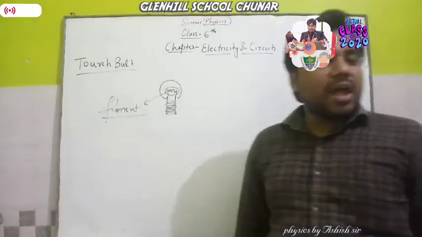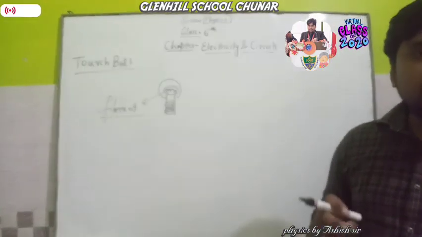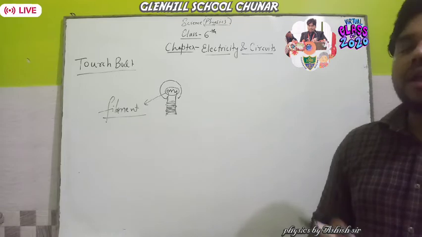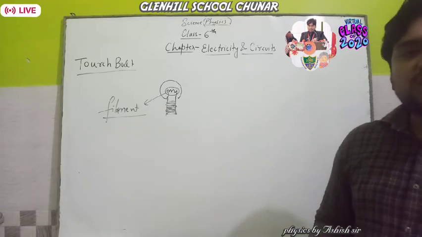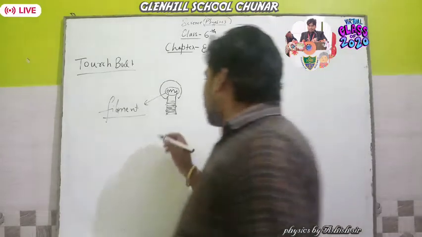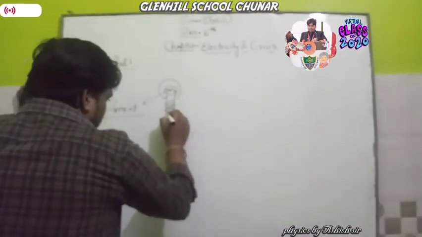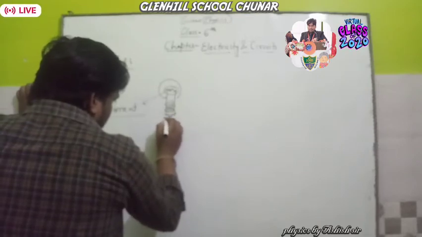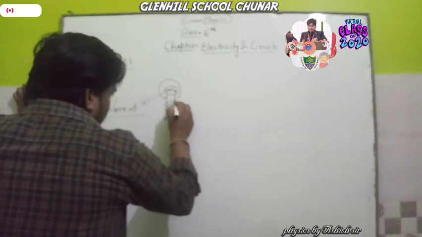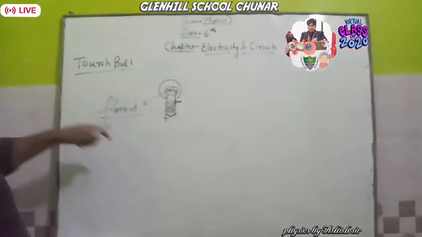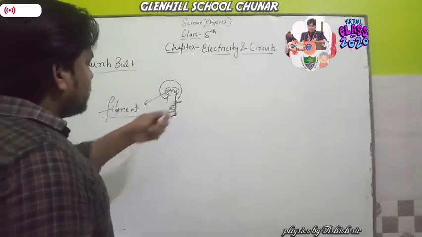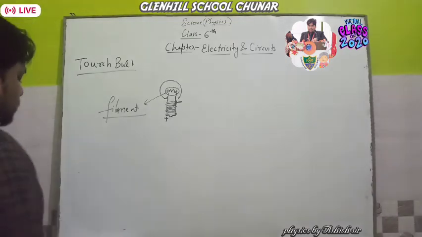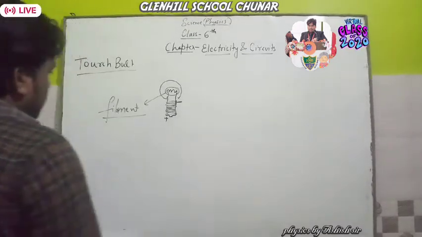Now we know that every electrical equipment has two terminals, positive and negative. Let's see which is positive. In the bulb, this terminal is positive, and here this terminal is negative. There are two terminals: this is the positive end and this is the negative end. Okay, clear? Electric bulbs are simply based on the use of filaments. Clear?